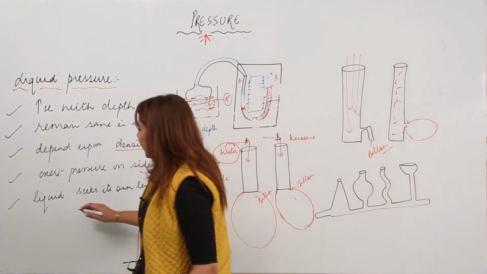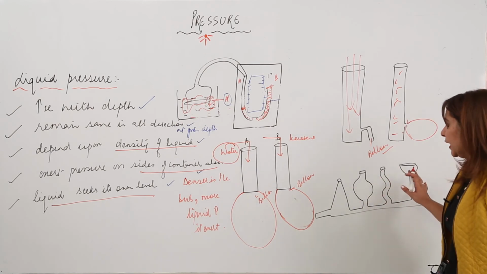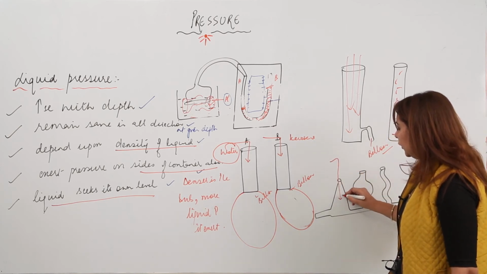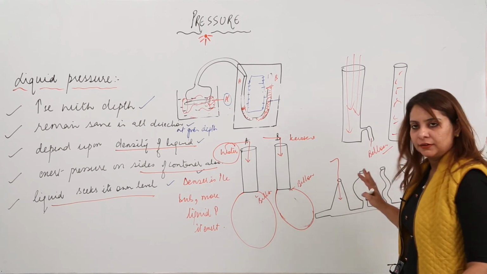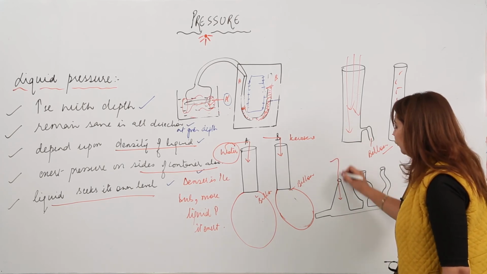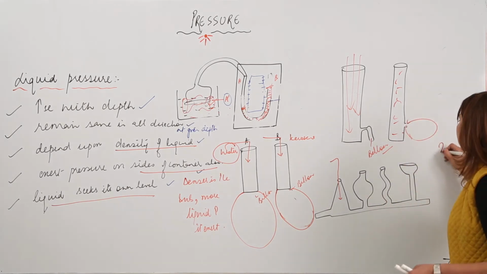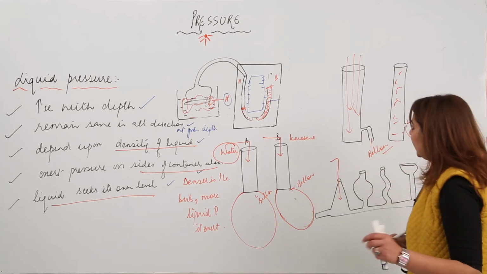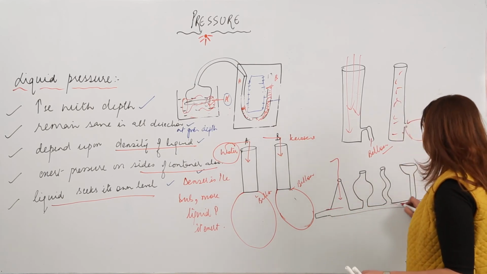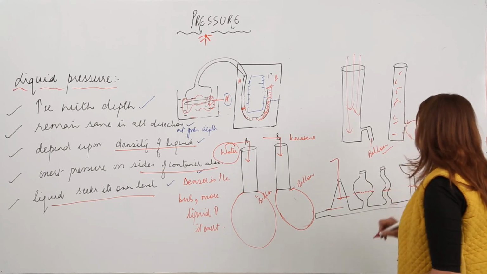Now the last thing you need to prove is that liquid seeks its own level. I have different shapes of glass tubes, connected to a horizontal tube. I add a given amount of liquid into any of them, let's say from here. When I add from this side, all the tubes get filled. Suppose I add X amount of liquid. First the horizontal tube gets filled, and then later these tubes reach the same level irrespective of the shape.